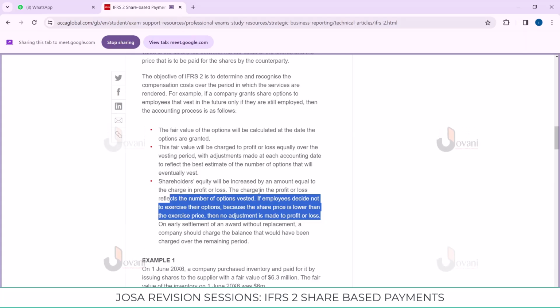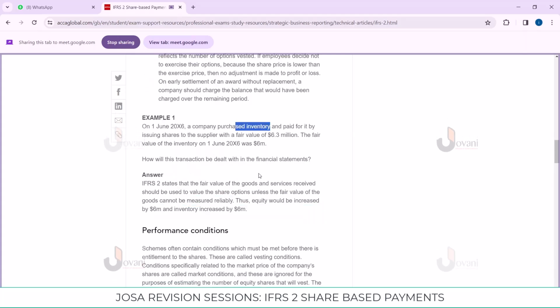On 1st June 2006, a company purchased inventory, debit inventory, and paid for it by issuing shares to the supplier with a fair value of 6.3. Now this is very tricky. This transaction is not with the employee. We said for the employee, we must use the fair value of the options at the grant date.